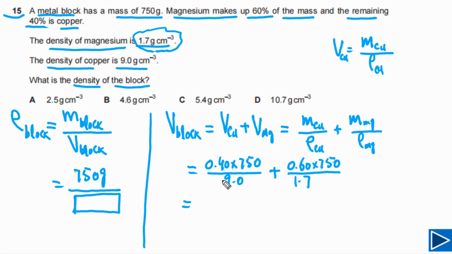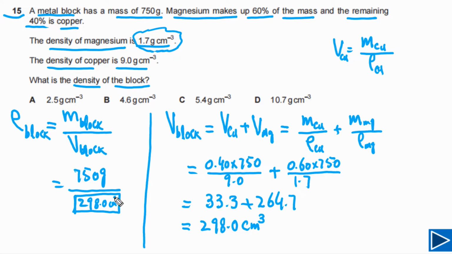Now if we solve this one, we will get this is our value of volume of copper. And if we solve this one for volume of magnesium will be 264.7. So the total volume we can find from here, means the volume of the block, that will be 298.0 cubic centimeters. So this is cubic centimeters. Now simply we have to divide here. So this is 298.0 cubic centimeters. You can write down the unit here.